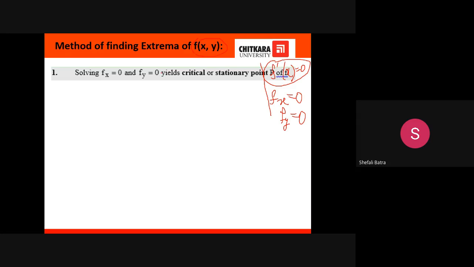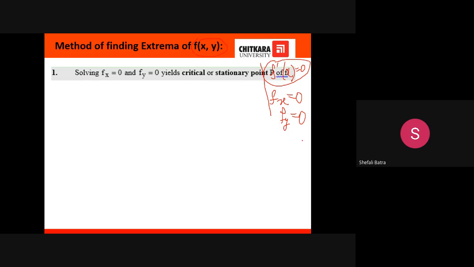Now here, we are dealing with function of two variables. So that is why here two first order partial derivatives will exist. So we will put here fx is equal to 0 and fy is equal to 0. The first step to find the critical point or stationary point: we will put fx is equal to 0 and fy is equal to 0, and then we will solve it. And from here we will get critical points.